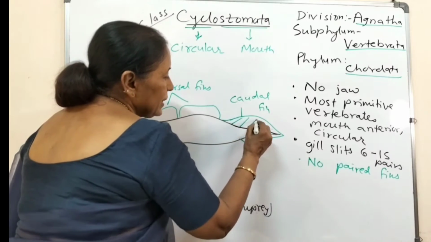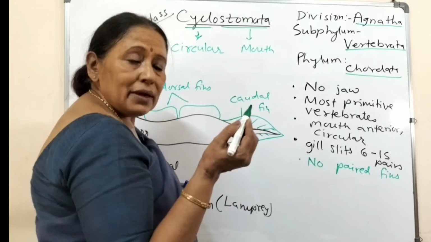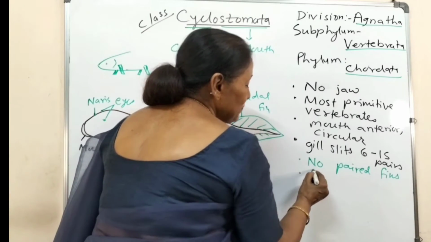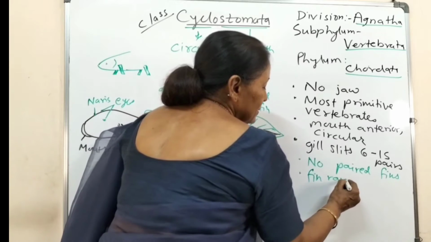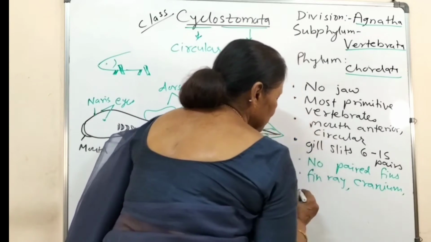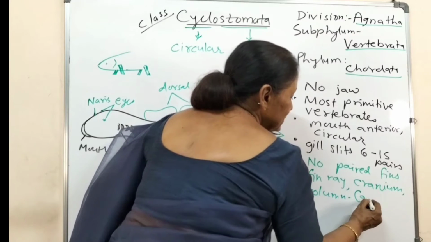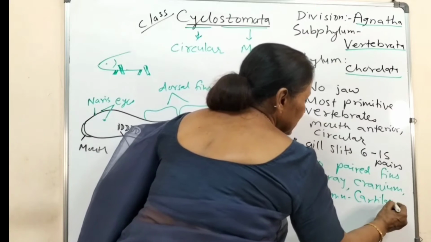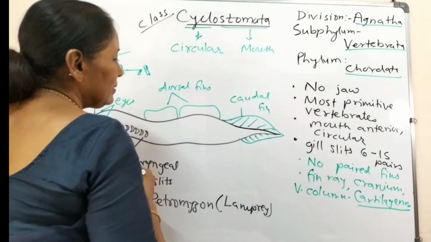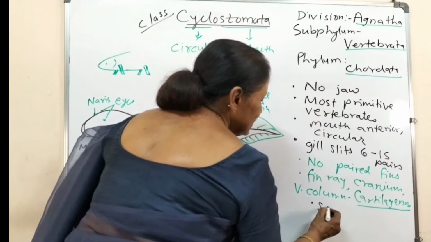Then these fin rays are cartilaginous, and the cranium as well as the vertebral column are also cartilaginous. So the fin ray, the cranium and the vertebral column, all are cartilaginous. In our case, it is bony. This is the cartilaginous one. Then another point is that they do not have scales.